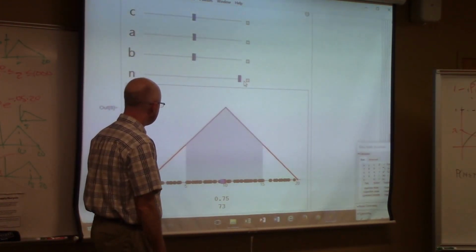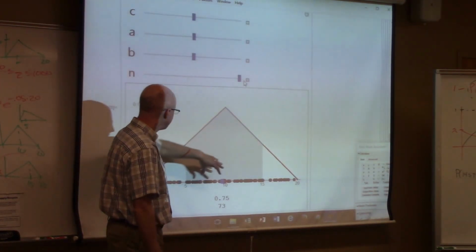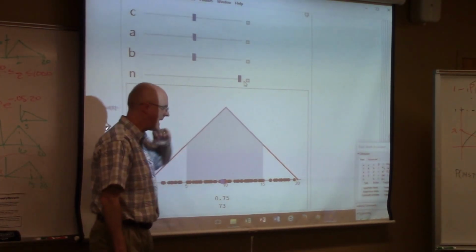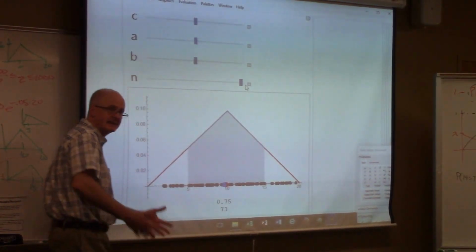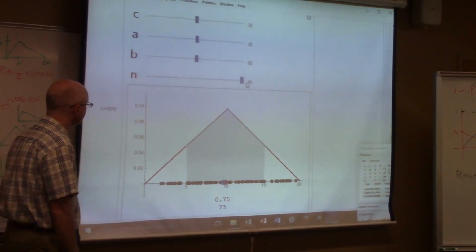It's a density, a PDF, probability density function. The points are most dense where the graph is highest. They're less dense over here and over there. That's why it's called a density. It is kind of like a mass density, actually.